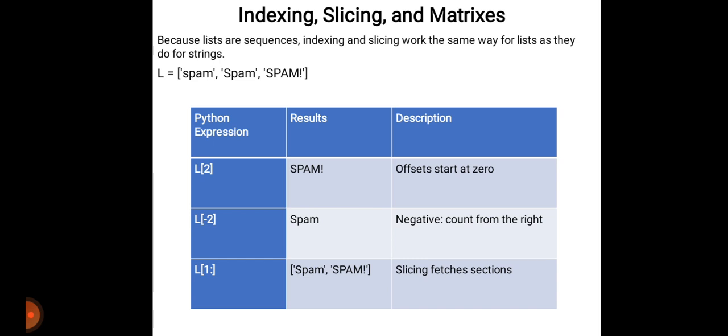L[2] means what? SPAM!. This acts as offsets that start at 0. L[-2], having the negative sign, gives 'Spam'. This acts as negative indexing, counting from the right side. Then L[1:] means what? ['Spam', 'SPAM!']. This acts as slicing, which fetches sections. So this is indexing, slicing and matrices.